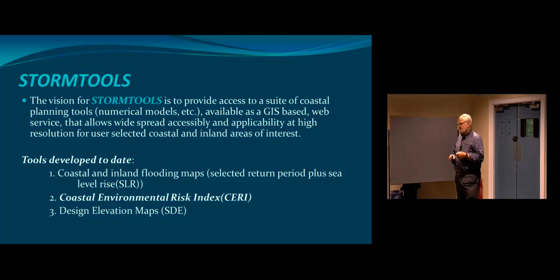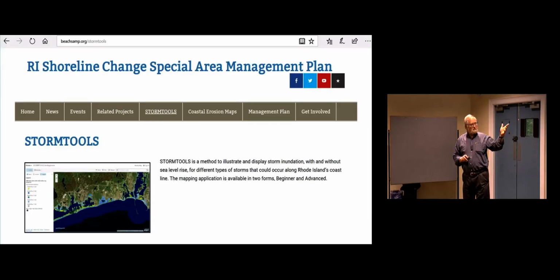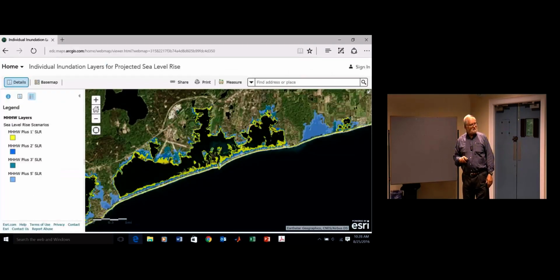The next one we've been working on is a coastal environmental risk index, and that's what I'm going to focus on. And the last one will be on design elevation maps, and that will become obvious as I go forward. So here's what the GIS interface of storm tools looks like. You can see the structure. It's organized under a special area management plan, which is a procedure we use in the US for coastal planning. So accessible to anybody, right now applicable to Rhode Island and being transferred to other locations.